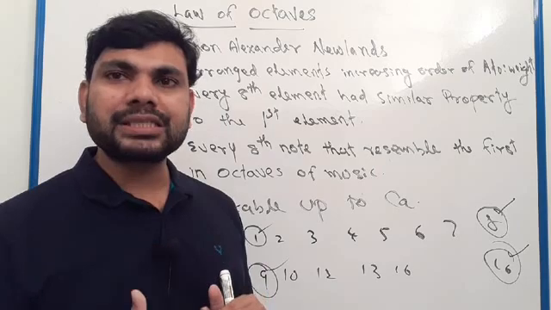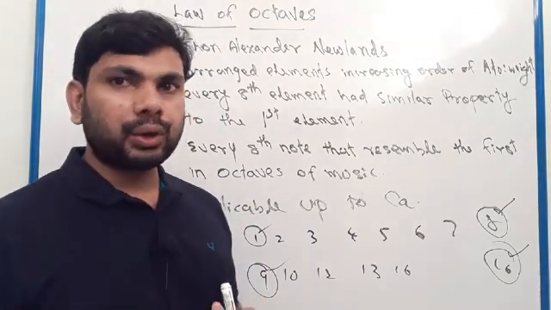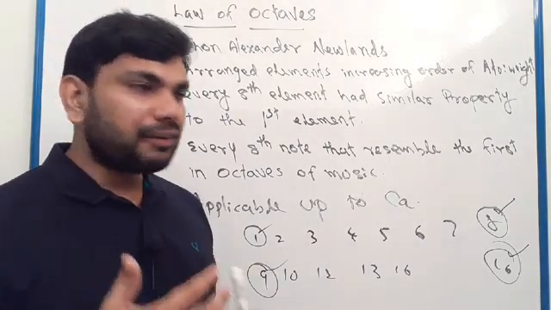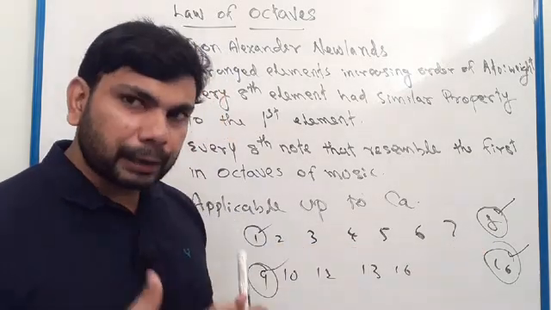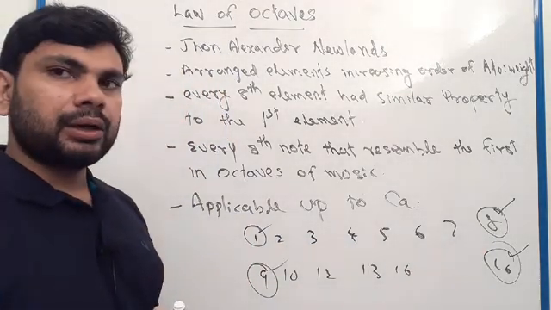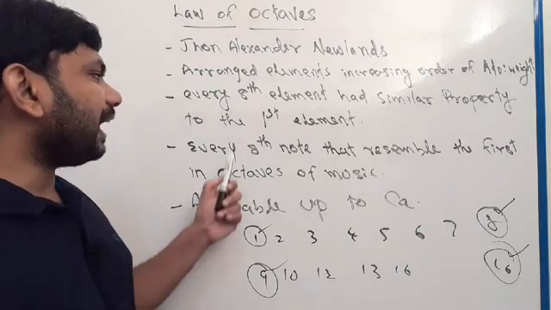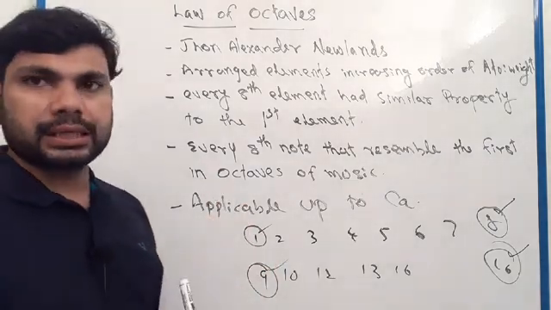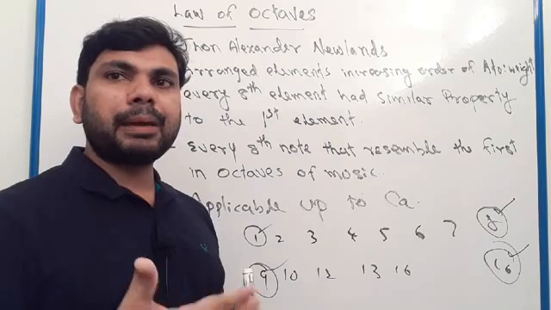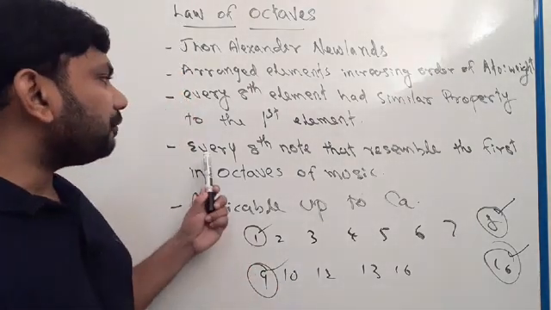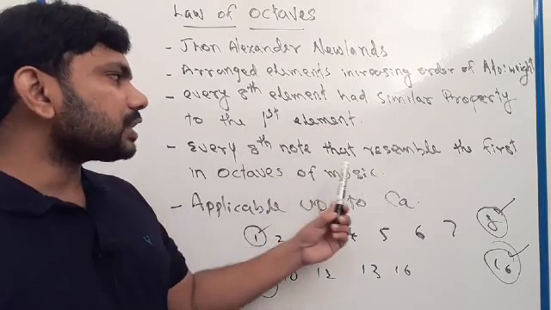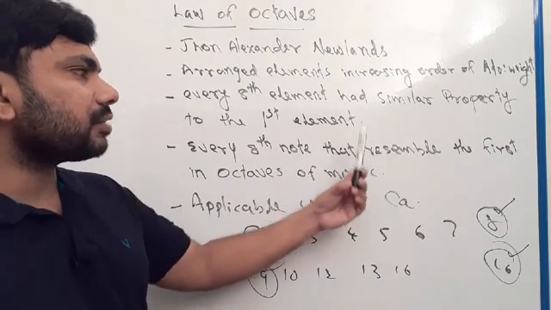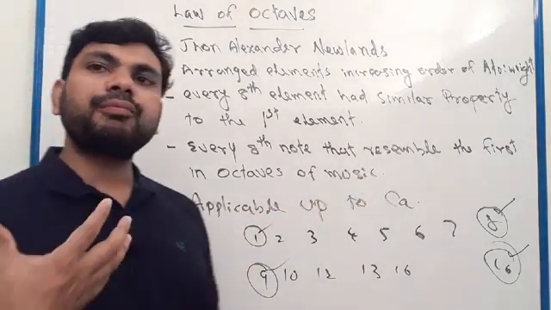Newlands arranged the elements according to their atomic weight. When he arranged the elements according to their atomic weight, every eighth element showed properties similar to the first element, just like every eighth note resembles the first note of an octave in music. Sa Re Ga Ma Pa Dha Ni Sa.